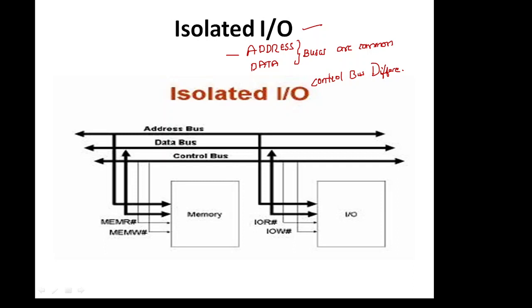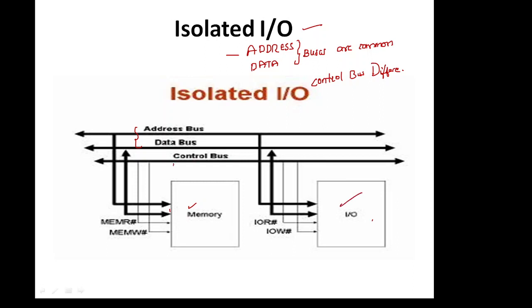Here then we have isolated IO, in which we have a common bus, that is the data bus and the address bus. These are going to be common for memory and for IO. With the bold lines we have represented that the address bus and the data bus are common for both the memory and the IO devices. But the control bus signals are different.